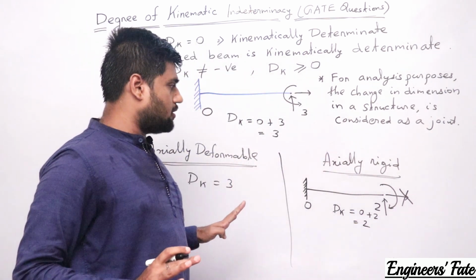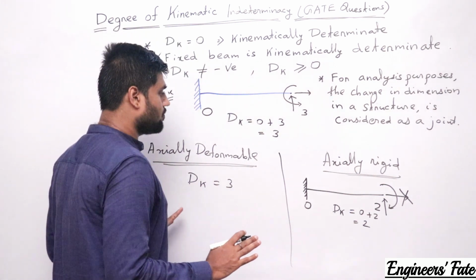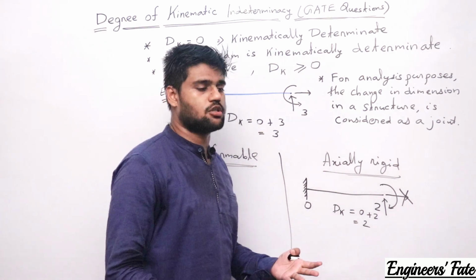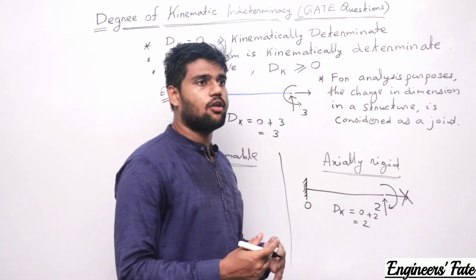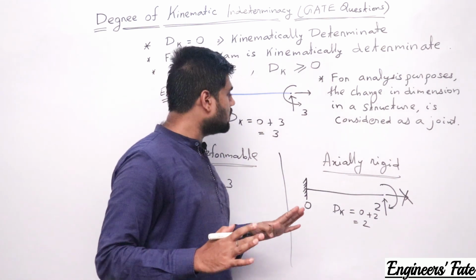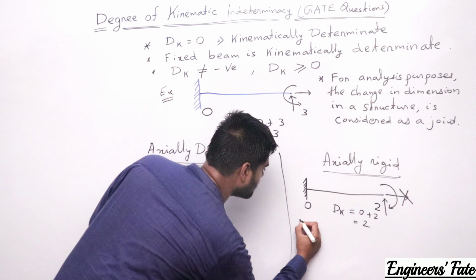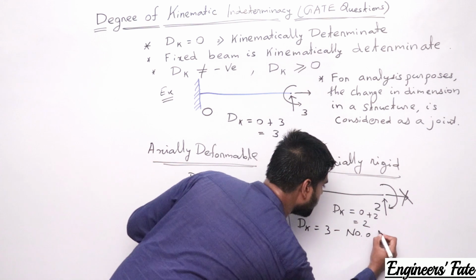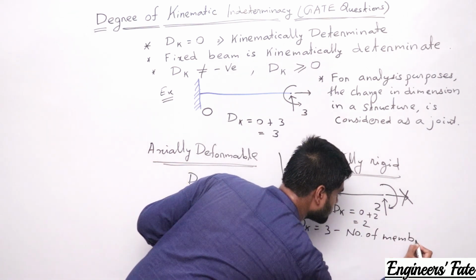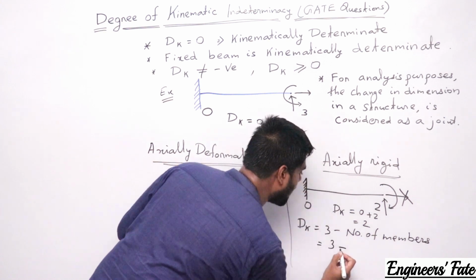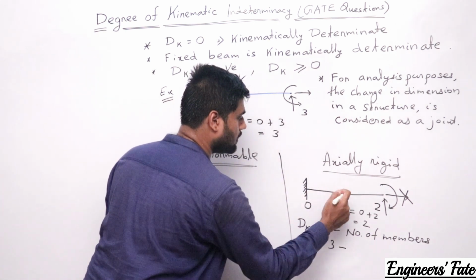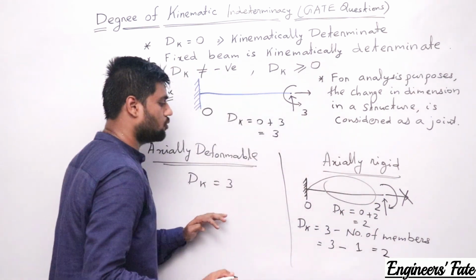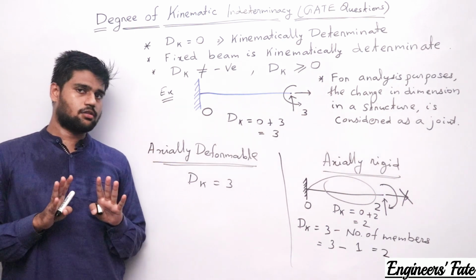So if actually rigid is mentioned in the question, there is no need to analyze this way and waste time, because in the exam there will be very large cases and a lot of time will be involved. So the trick is that if actually rigid is mentioned, dk equals 3 minus the number of members. How many members are there? Only one member. So 3 minus 1, so my dk equals 2. I hope you have understood this.